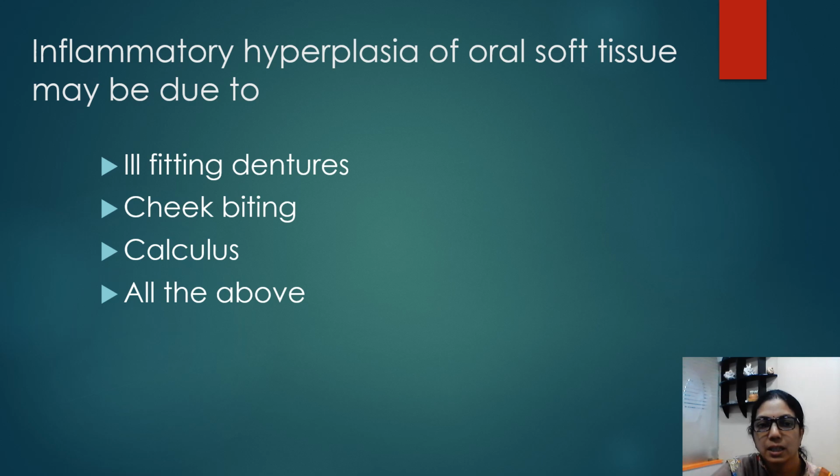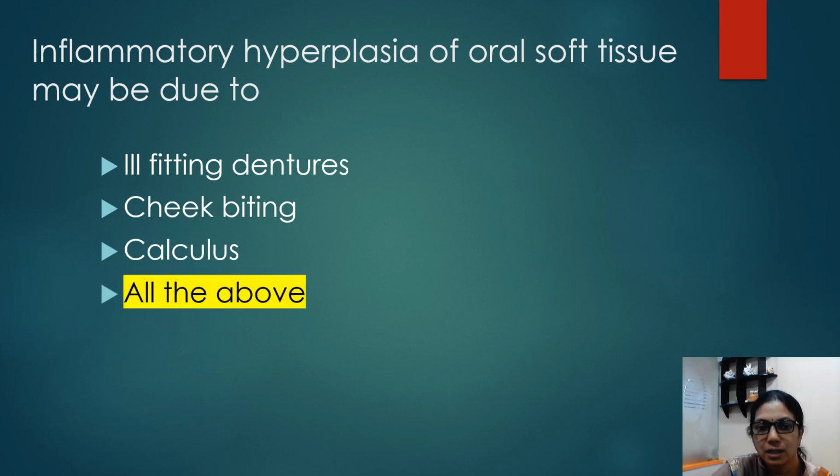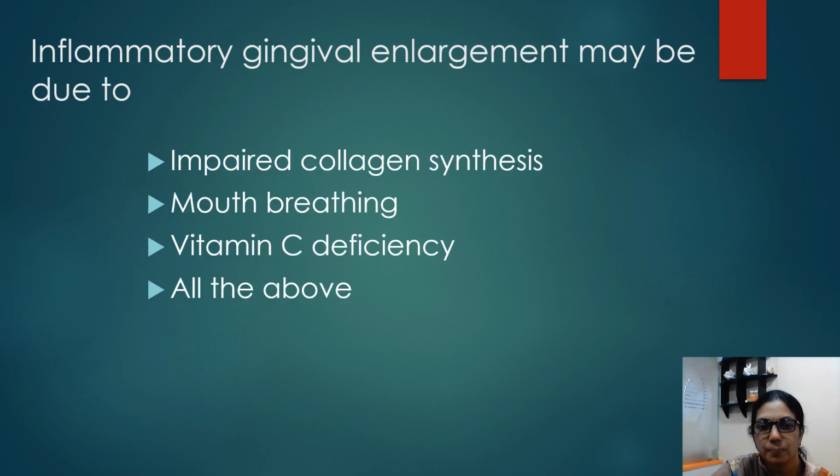Next question is: inflammatory hyperplasia of oral soft tissues may be due to. So what are the different causes for the inflammatory hyperplasia of the oral soft tissues? Ill-fitting dentures, cheek biting, calculus, or all the above. The answer is all of these will cause the hyperplasia of the soft tissues.